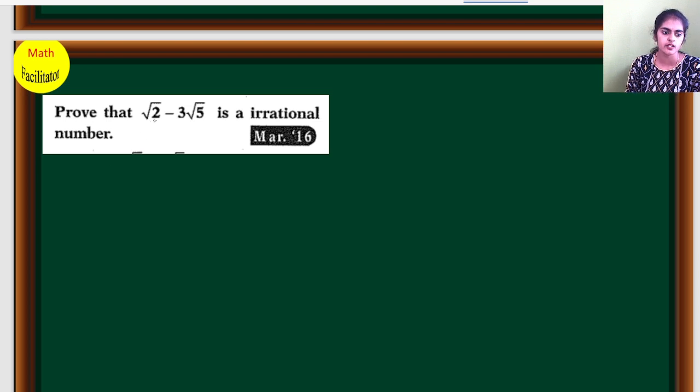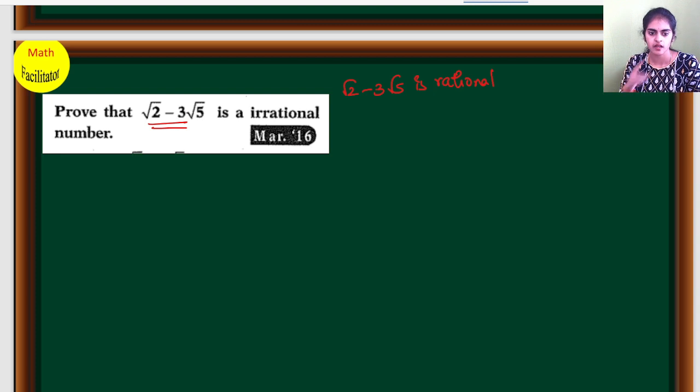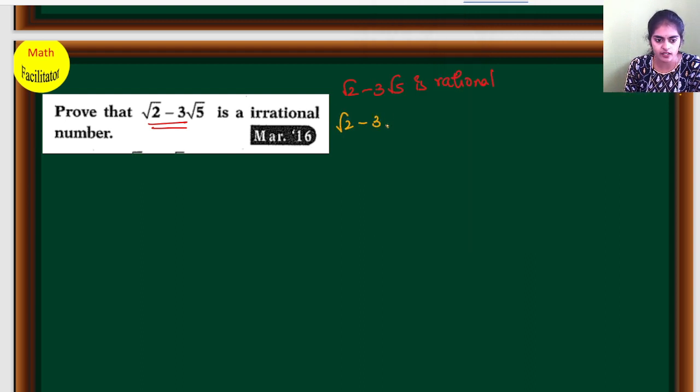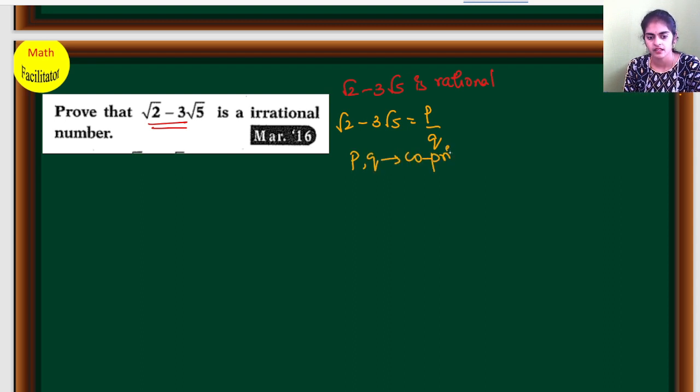Now the next question, you have to prove this as an irrational number. So firstly, we shall take root 2 minus 3 root 5 is a rational number. First step is you will assume it is a rational number. So since it is rational, what can you take? Can I take root 2 minus 3 root 5 equal to p by q or a by b? You can take any integers there, any variable where p and q are co-prime, and p and q belong to integers and q is not equal to 0. Simple condition of a rational number I have written.